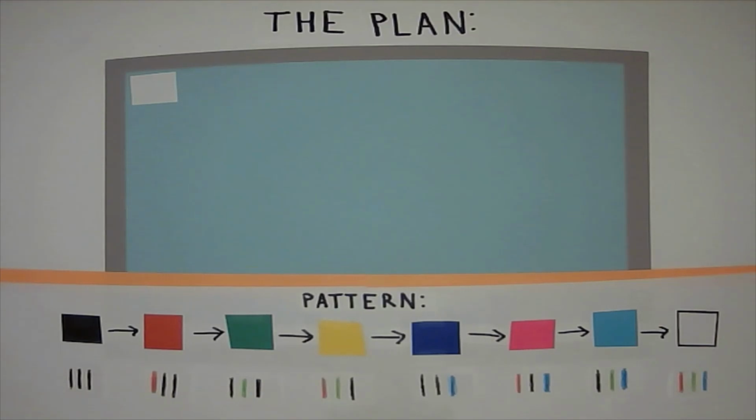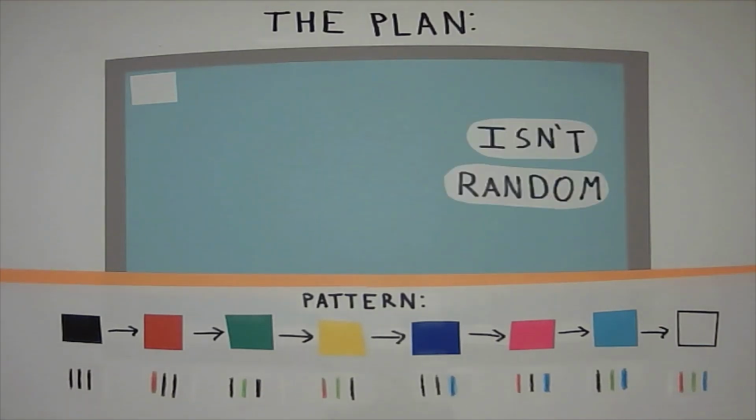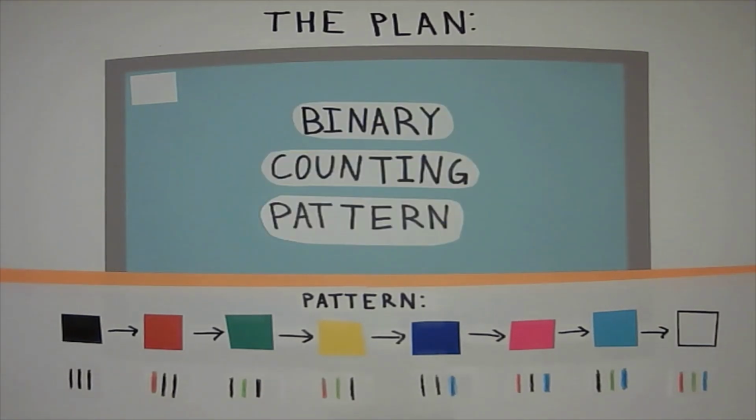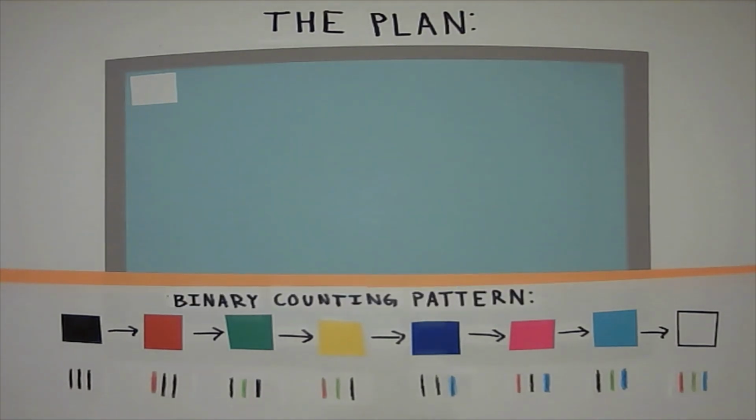This combination of movements isn't random, and it's called a binary counting pattern. This pattern will give us a methodical way of going through every possible image. But currently, this pattern is only for 1 pixel. However, it's pretty easy to extend to multiple.